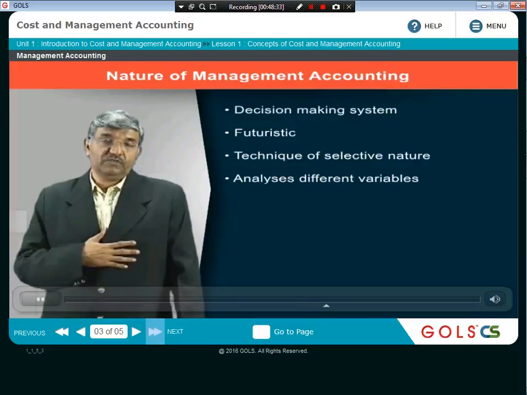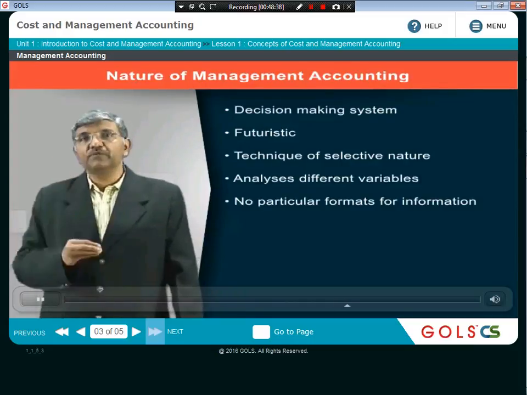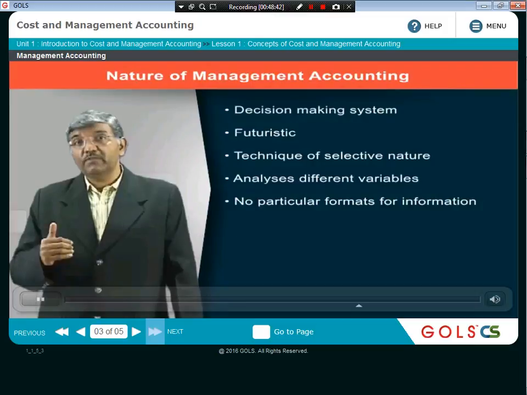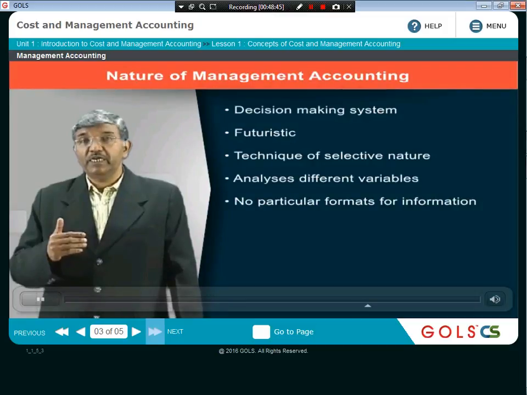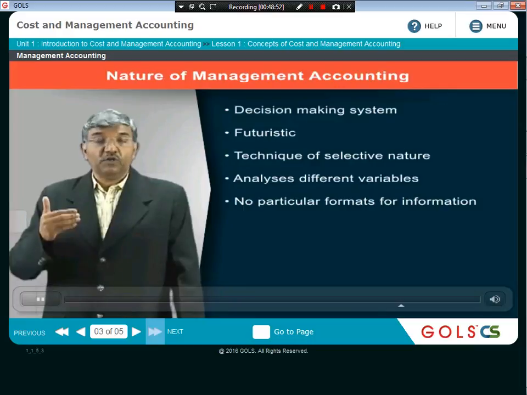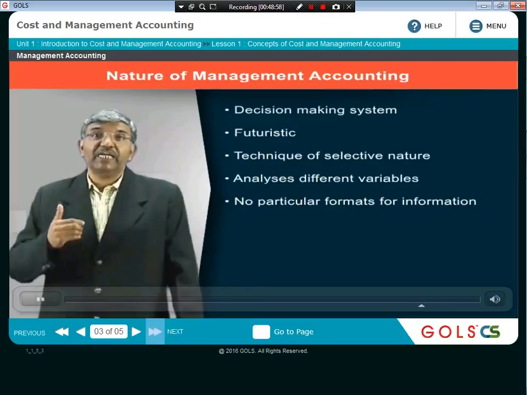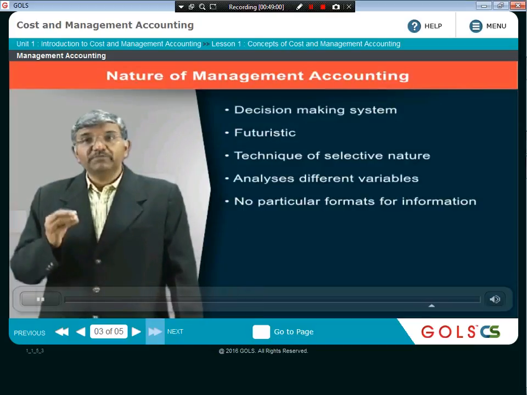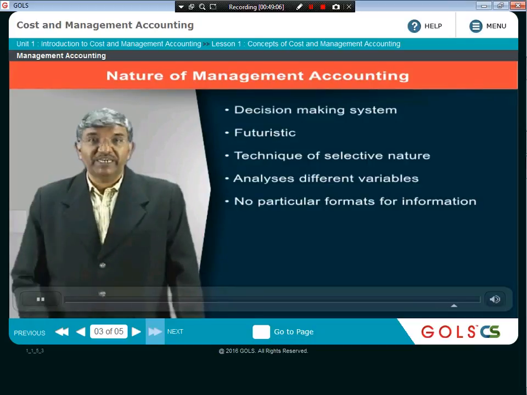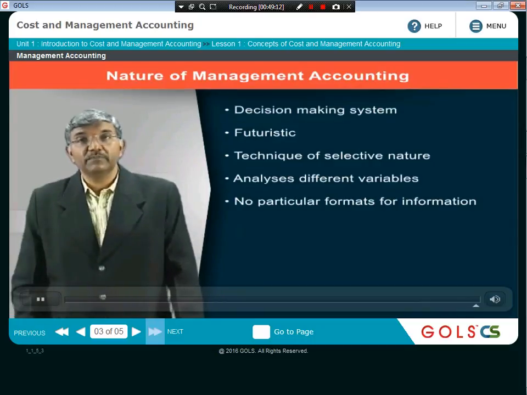The fifth one is that management accounting does not set a particular format for information. Of course, efforts have now been made so that there is uniformity even in certain statements or presentations made by management accounting, like the cash flow statement. For that purpose, an accounting standard has been set for making the cash flow statement. But again, management accounting does not have a particular format for presenting information to the management. Their aim is that a layman should understand the information presented by the management accountant.